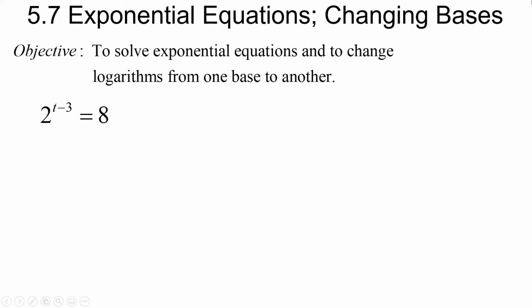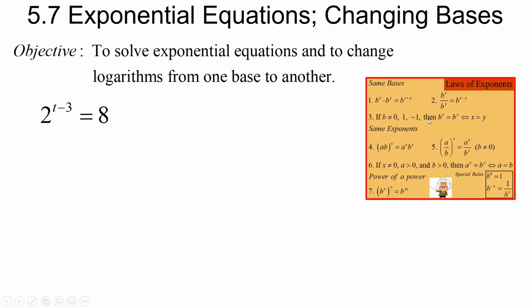So here we go. This is a great exponential equation right here, and you'll notice that we're base 2 on the left and base 8 on the right. With your laws of exponents, you know that if you can get common bases, such as b to the x equals b to the y, that is true if and only if x equals y. So our goal here would be to get common bases, and 8 can be written as a base 2 number. So we'll leave the 2 to the t minus 3 power on the left, and on the right we're going to write that 8 as 2 to the third power.